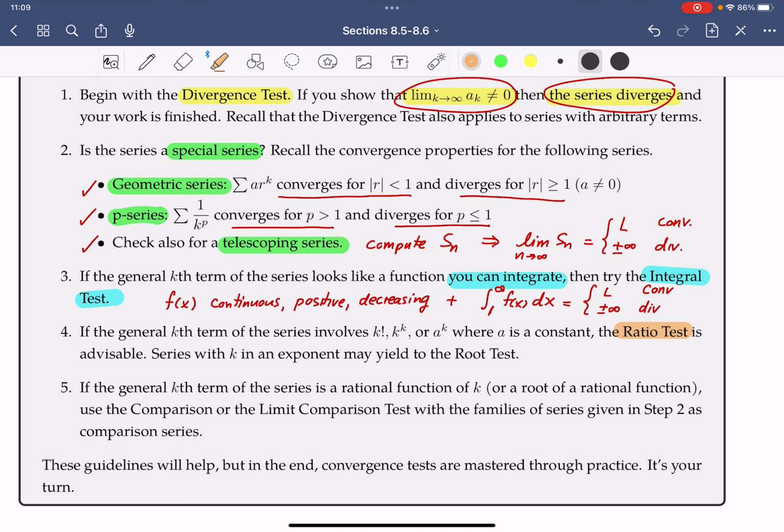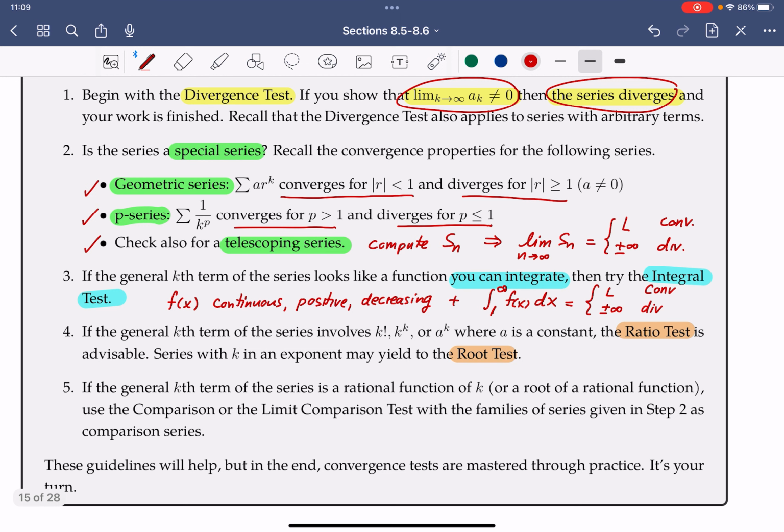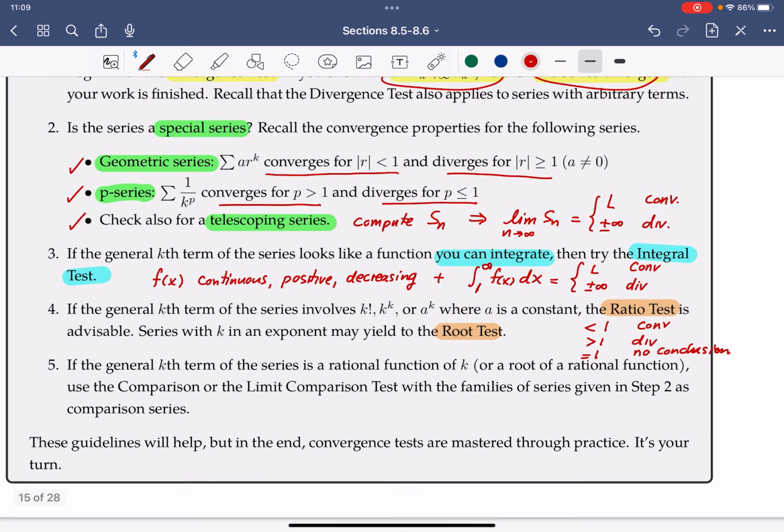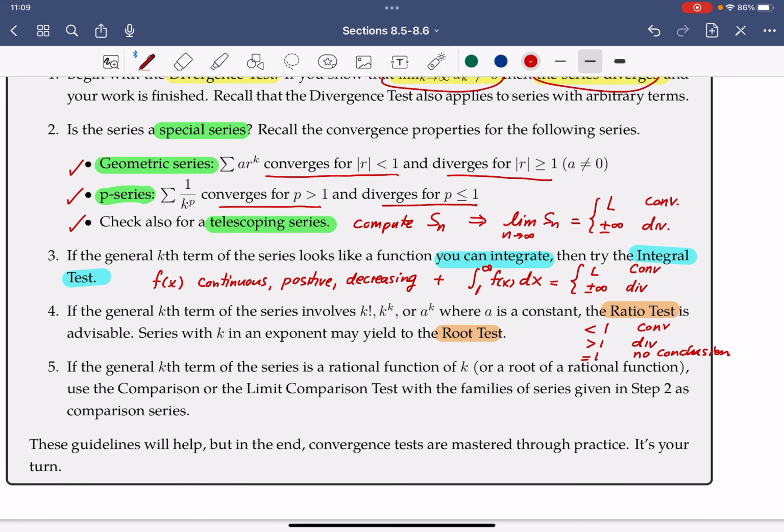So the ratio test and root test make the same conclusion. Something less than one, convergent. Something bigger than one, divergent. Something equal to one, no conclusion. For the ratio test, you look at the limit of a_(k+1) over a_k. For the root test, you look at the limit of a_k to the 1 over k.